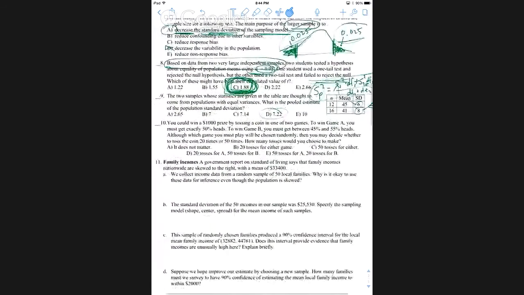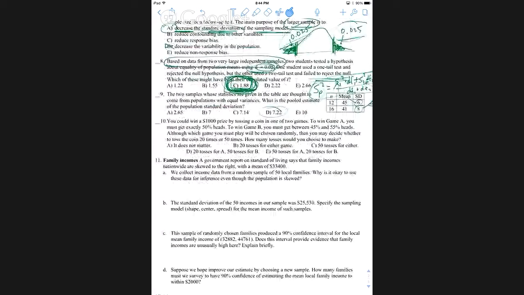All right, so let's look at number 10. You could win a $1,000 prize by tossing a coin in 1 of 2 games. To win game A, you must get exactly 50% heads. To win game B, you must get between 45 and 55. Although you choose the games at random, you get to decide whether you're going to toss the coin 20 times or 50 times. So how many do you choose depending on which game you play?